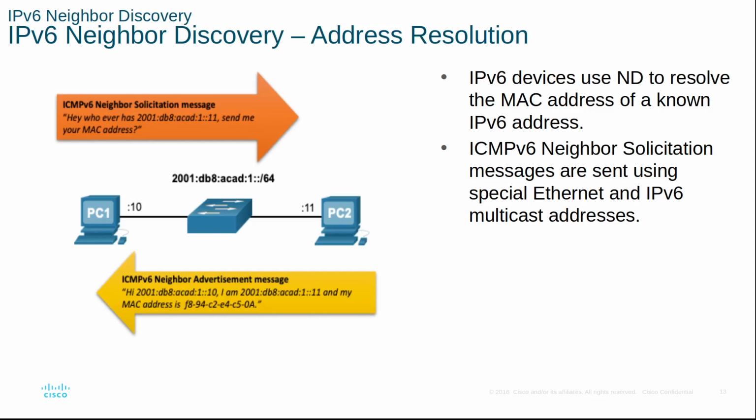So IPv6 uses neighbor discovery to resolve MAC addresses of known IPv6 addresses, just like we use ARP in IPv4, and it builds a neighbor discovery table, not an ARP table. Neighbor solicitation messages are sent using multicast IPv6 addresses. They're not broadcast, they're multicast, so they're a little bit better.